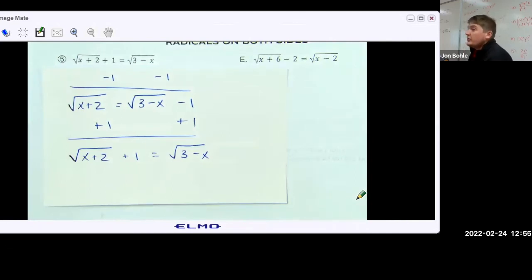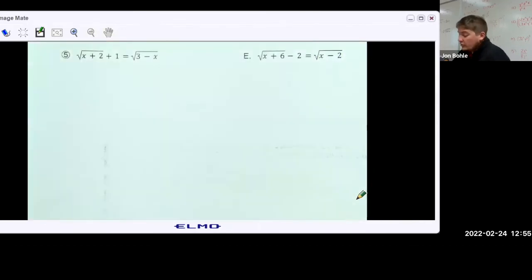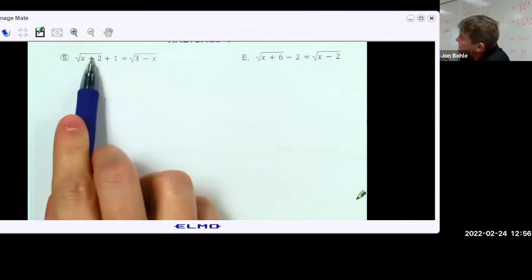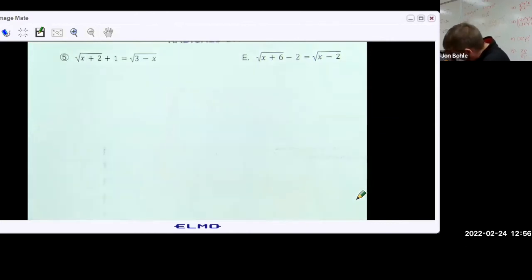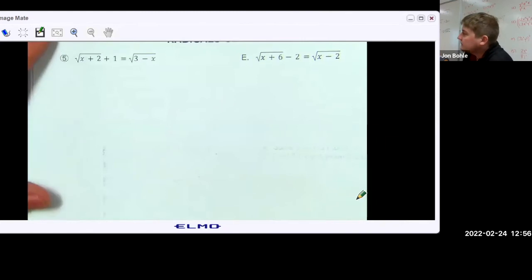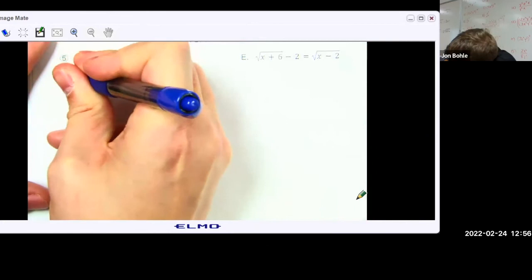So this is an issue with this problem, is I'm not able to just use addition or subtraction to undo this minus 1 or this plus 1. So what we do have to do is we're going to ultimately have to undo each of those square roots one at a time. So how can I undo this square root? Because this is my addition on this side. So how can I undo this square root? Square it. So I'm going to square each side here.